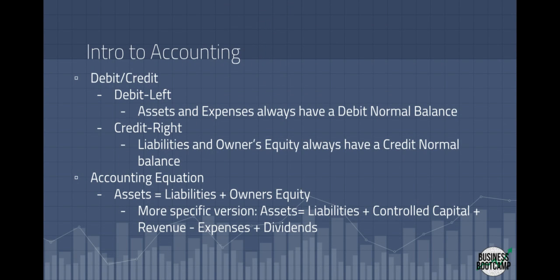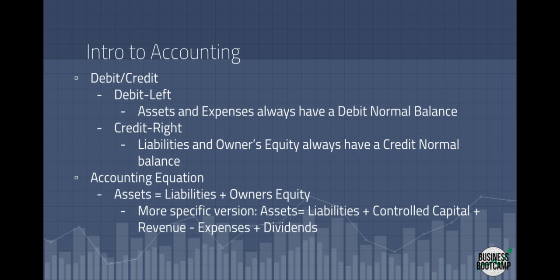So the first topic we are going to cover today is regarding debit and credit. Debit is to the left side. Assets and expenses always have a debit normal balance. Credit is to the right, however, and liabilities and owner's equity will always have a credit normal balance. To make this simpler, an accounting equation can be formulated. The formula is assets equals liabilities plus owner's equity.